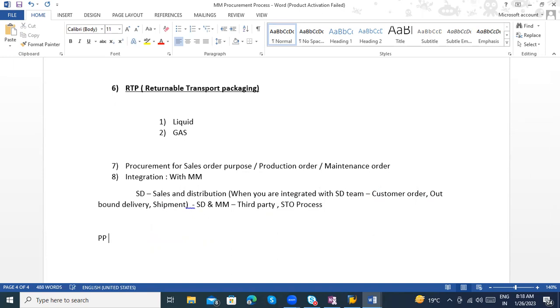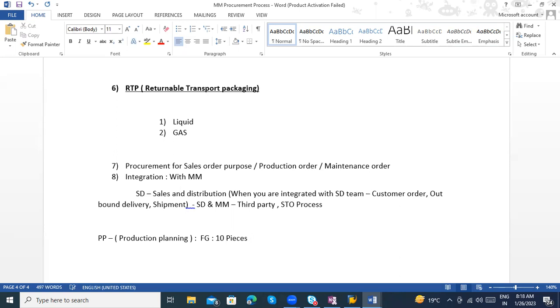Now integrating with PP, when it is required. PP is nothing but production planning. This is one area. So when is PP integrating with MM, or MM integrating with production planning? Suppose the production planning team got a production order, so they have some planning to produce the FG product. Let's say FG required is 10 pieces.